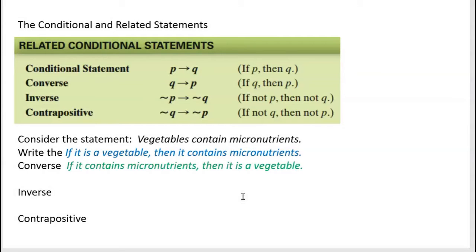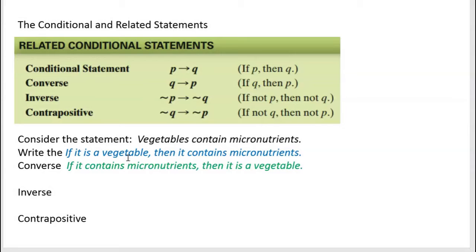Now, how about the converse? If it contains micronutrients, then it is a vegetable. Notice the converse is just reversing what we're saying. If it contains micronutrients, I put my Q first. Then it is a vegetable. Now think about the truth of that. Do you think that makes sense? If it contains the micronutrients, then you can automatically assume it's a vegetable? I say not. There are other foods that contain micronutrients that are not vegetables, like a fruit, for example.